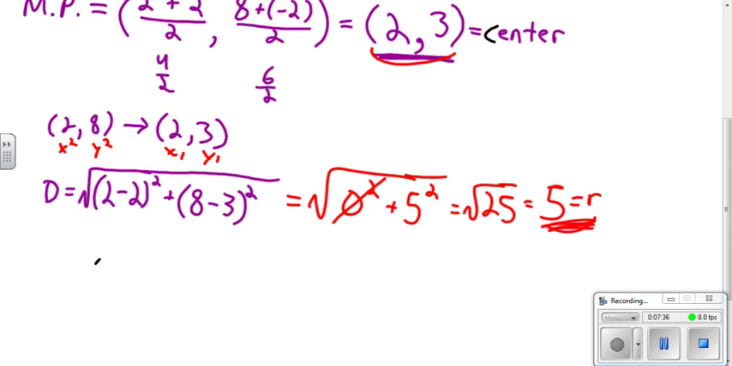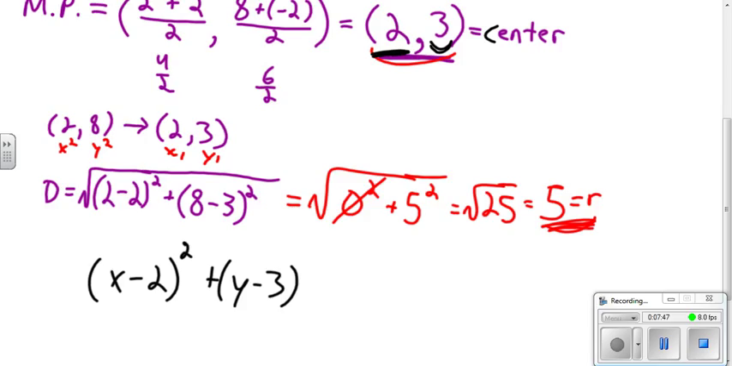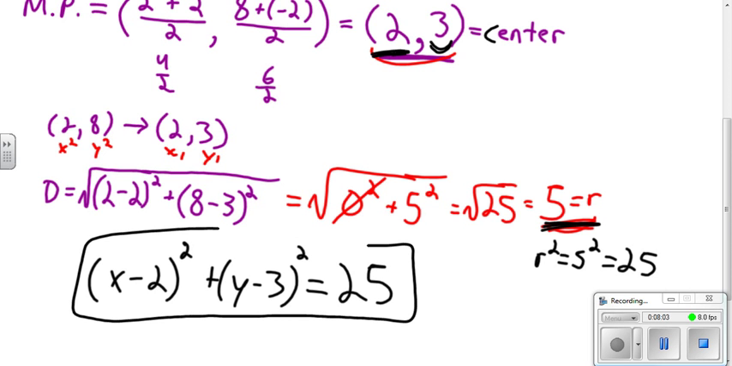We would say then (x minus 2) squared, because that was this piece, plus (y minus 3) squared, that was this one, equals our radius squared. Well, if 5 is r, then r squared equals 5 squared equals 25. So 25 is this piece here. So that would be our equation for the given circle.